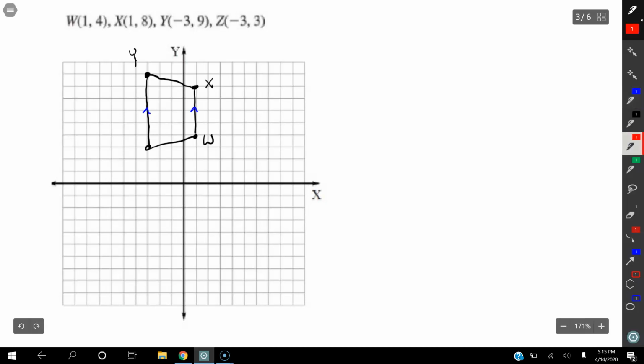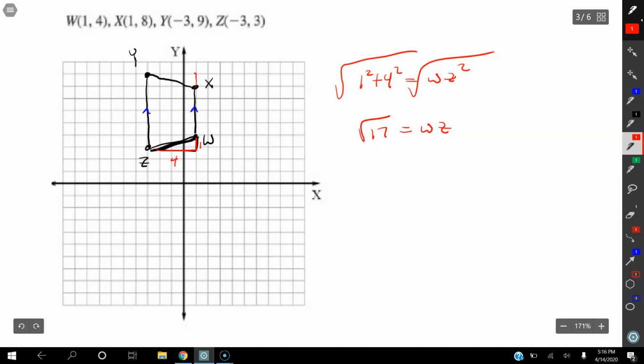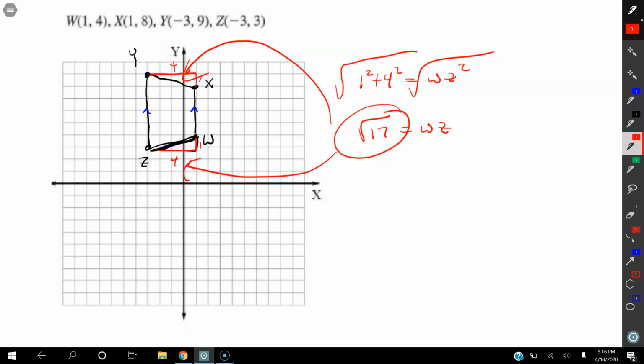But if you look at the length of these lines, if I wanted to find the length of WZ, if I want to find the length of this line right here, all I got to do is the Pythagorean theorem. I'm actually going to do this in red. So I have a 1, 4 triangle. So 1 squared plus 4 squared equals WZ squared. Take the square root of both sides. That would be the square root of 17 is WZ. And if I look up here, it's also a 1, 4. So no sense in doing the same work. Both of those are the same length. So since XY and WZ are the same length, it is for sure isosceles.